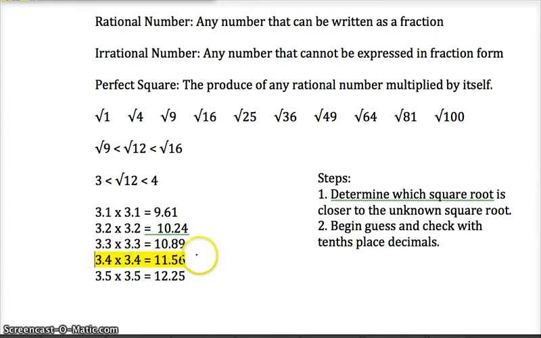If this was a problem on your test or on your quiz, you would say that the square root of 12 is approximately, this wavy equal sign means about or approximately, 3.4. Okay, and that would be a suitable answer for this type of problem.